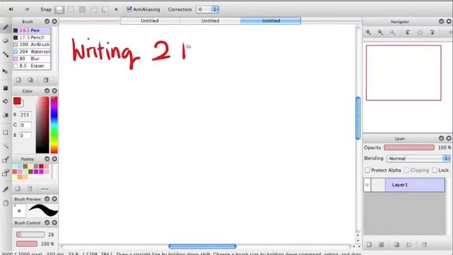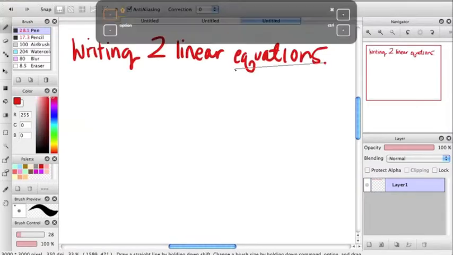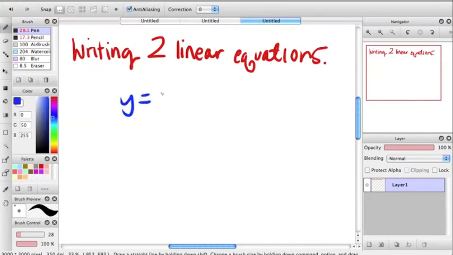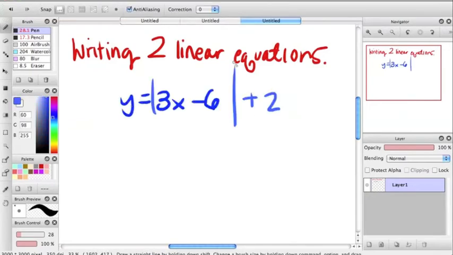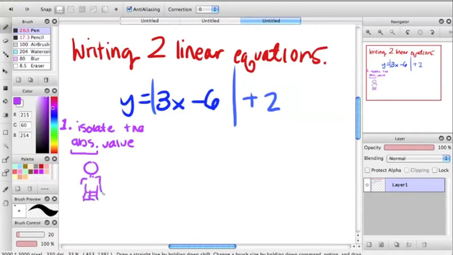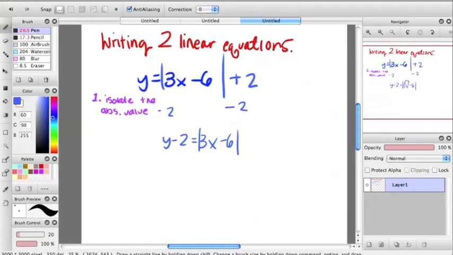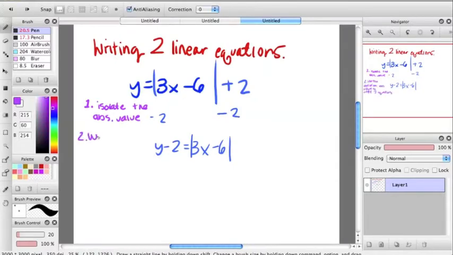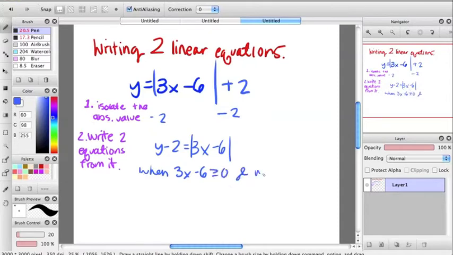We can also graph absolute value functions by writing two linear equations. Starting with y = |3x - 6| + 2, we have to isolate the absolute value. To do this, we subtract 2 from both sides and get y - 2 = |3x - 6|. Then we have to write two equations from this.